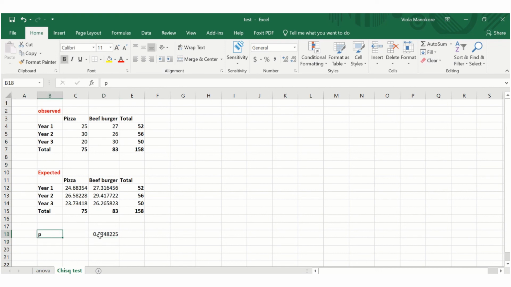But when I look at the values again, the calculated value, it makes me conclude that the observed and the expected values are not significantly different.